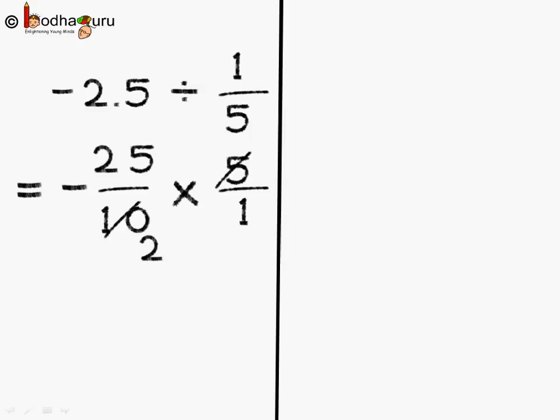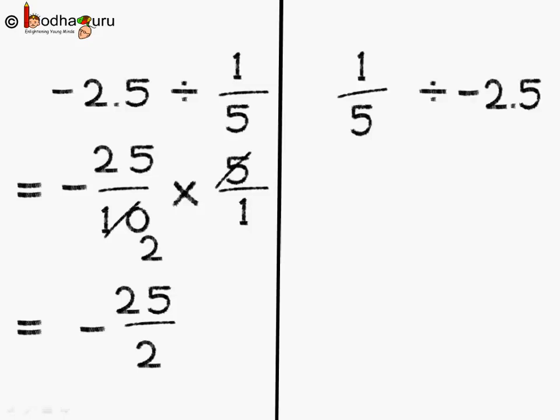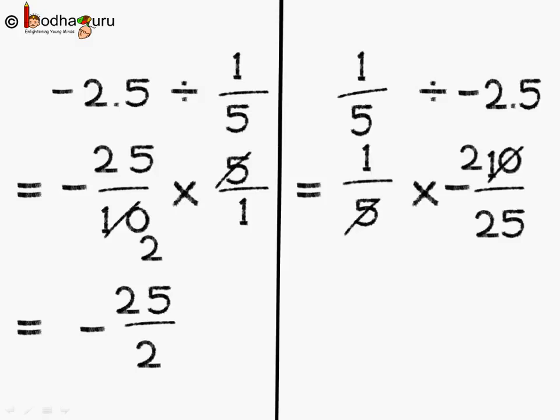So what is the answer? The answer is equal to minus, taking into account the minus sign, minus 25 by 2. Now let's change the order of division. So it becomes 1 by 5 divided by minus 2.5. This gets reduced to 1 by 5, changing this division into multiplication. How? We take the reciprocal of the number here.